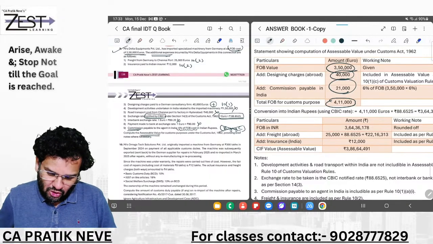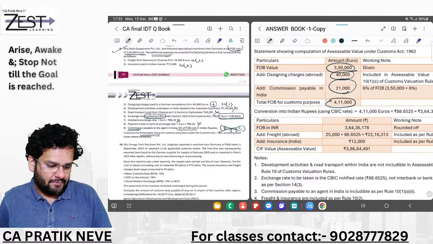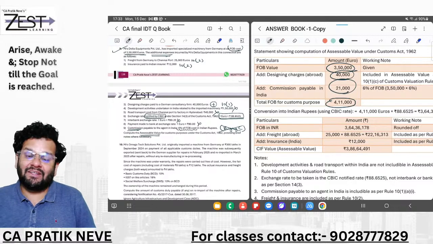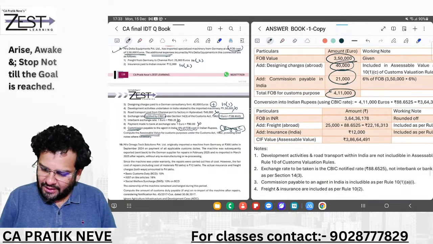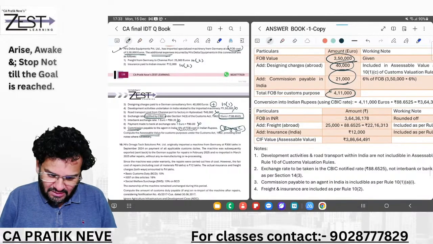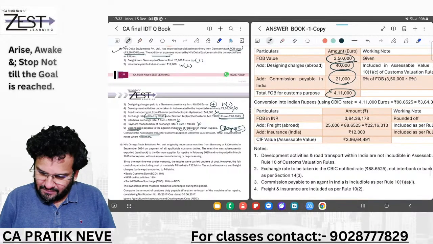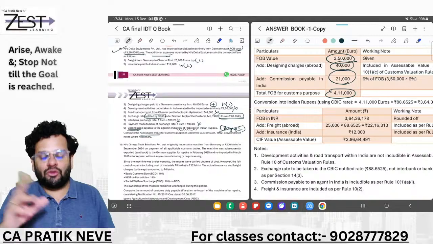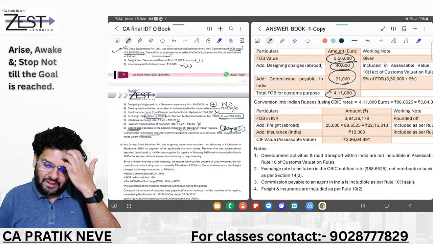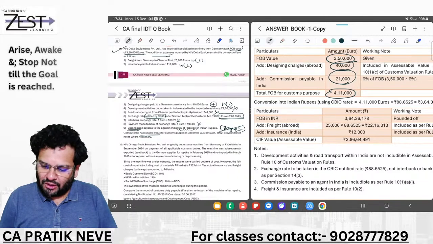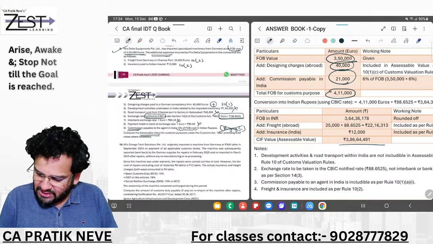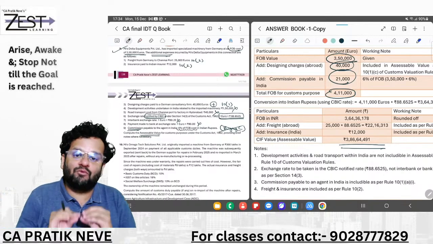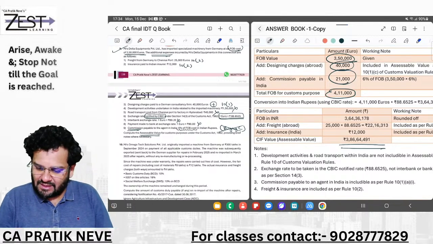Now, actually commission was how much? 6% of FOB cost. So 3,50,000 into 6%, 21,000. So 4,11,000 is FOB cost. Then go ahead and actually your freight. Freight is given in euros, but insurance is given in rupees. No problem. At some point you will have to convert everything in rupees and get to the CIF in rupees, which will come to 3,86,64,491. Now how to do it step by step? Let us see.